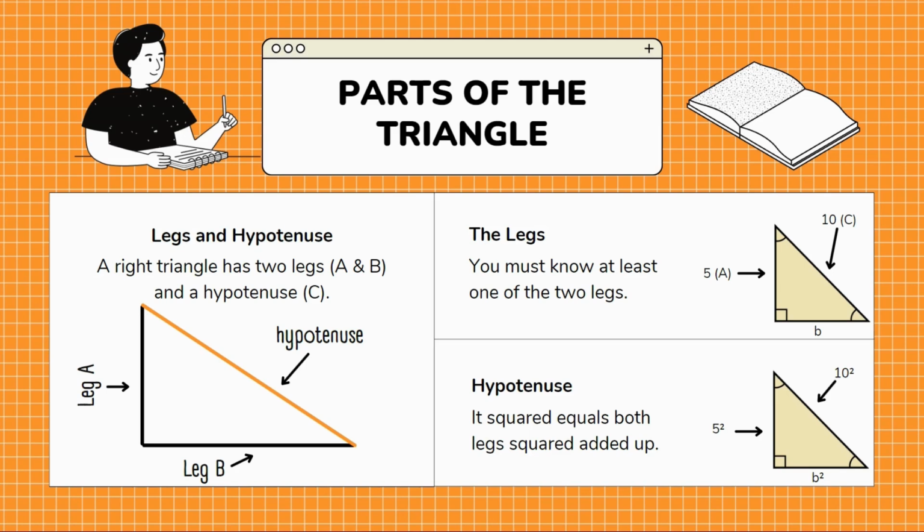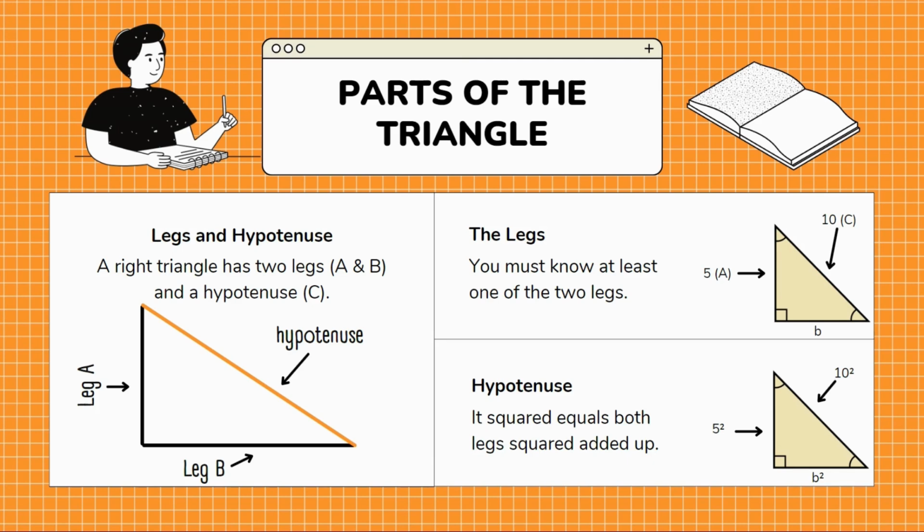In an equation in the Pythagorean theorem, you must know at least one of the two legs. Okay, so let's say you have 5 as leg A, and you have 10 as the hypotenuse, or C. You don't know what B is. That works, because you must have at least one of the two legs. If you have A and B, it works. If you have A and C, it works. If you have B and A, it works. If you have B and C, it works. If you have all three of them, it works.